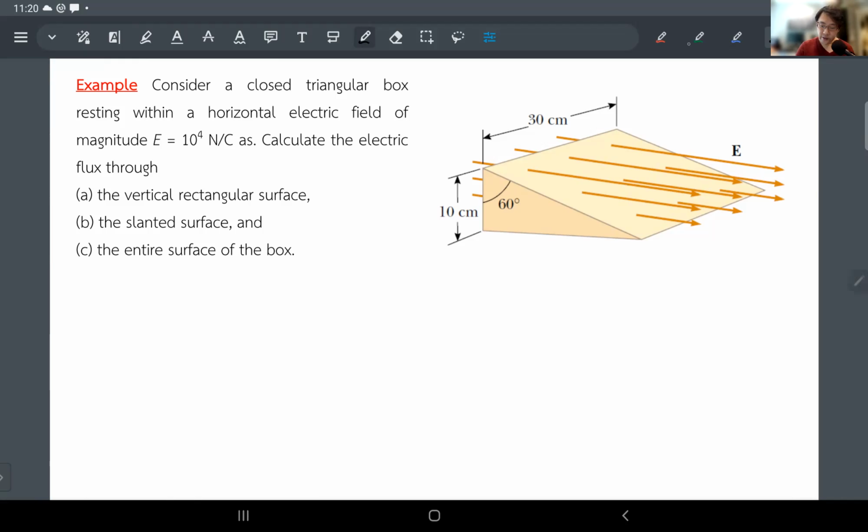Okay, so let me highlight once again. Let me use color to help. The vertical, let me use this green right here. So this is the vertical surface that we are talking about right there. And the slanted surface, let me use blue then. The slanted surface is going to be this one right here, the one that makes some angle with the electric field. And of course, the entire surface, so you have to include the front, the back, and the bottom.